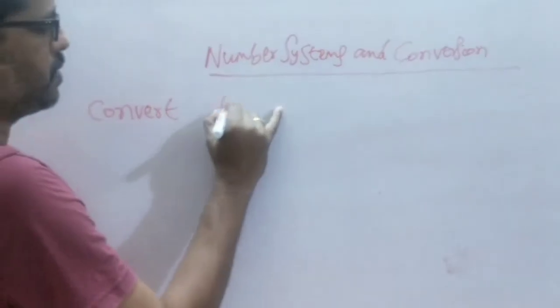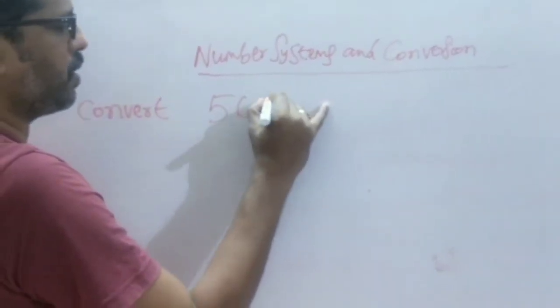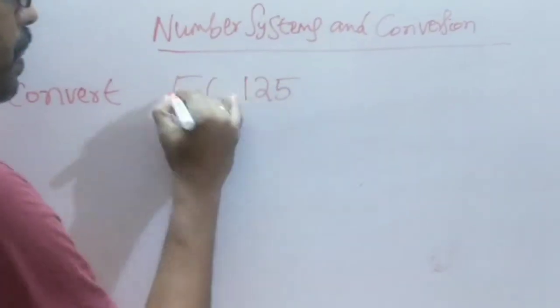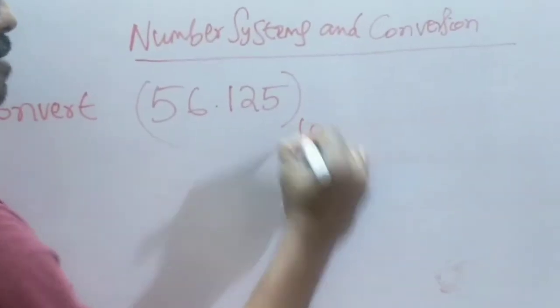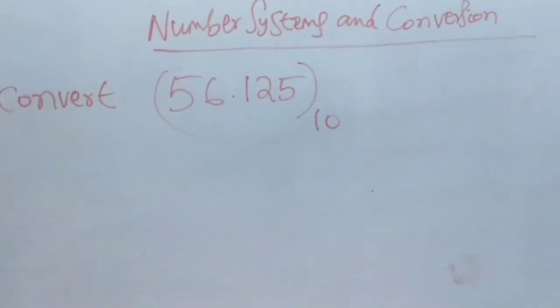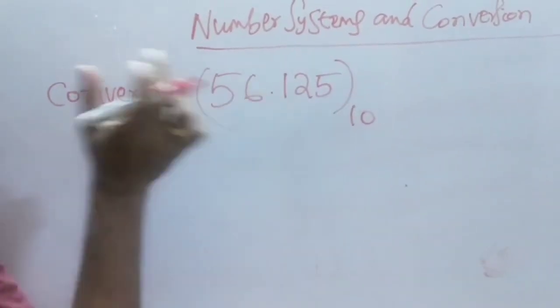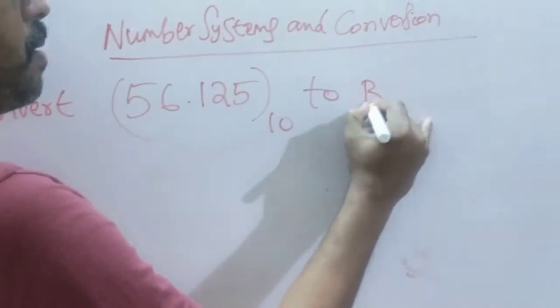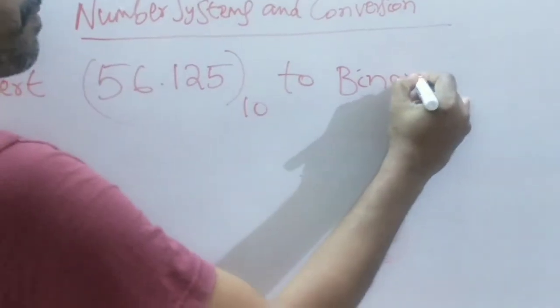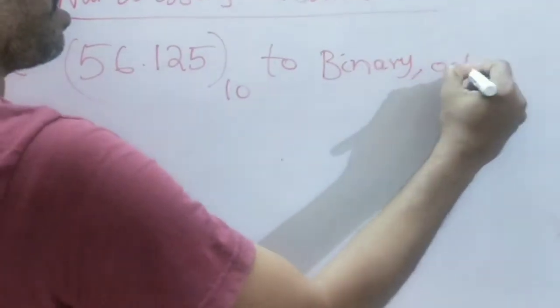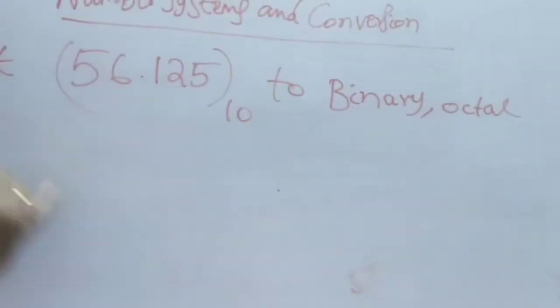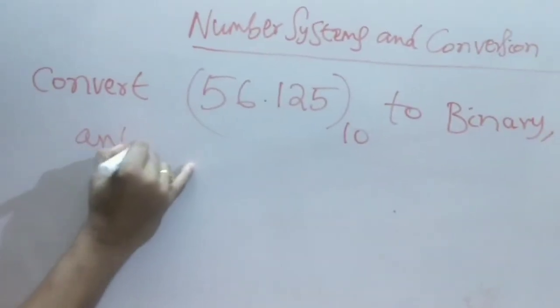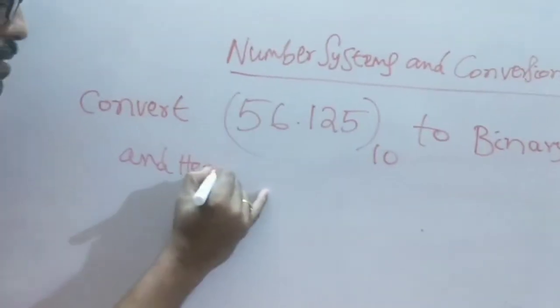Convert 56.125. Remember, you have to specify the base under the suffix. This tells you that this number is a decimal number. Convert the decimal number to binary, octal and hexadecimal.